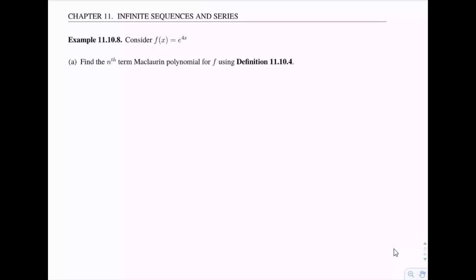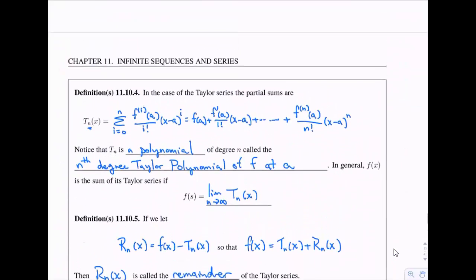And we want to find the nth term Maclaurin polynomial for f. We're actually going to do it in two different ways. The first way is going to be with our definition, and then we're going to use a theorem. So notice we have an nth term Maclaurin polynomial. This is more in line with what you're likely to see on your web work homework, right? They're more interested in the nth term Maclaurin polynomial or Taylor polynomial rather than the series.